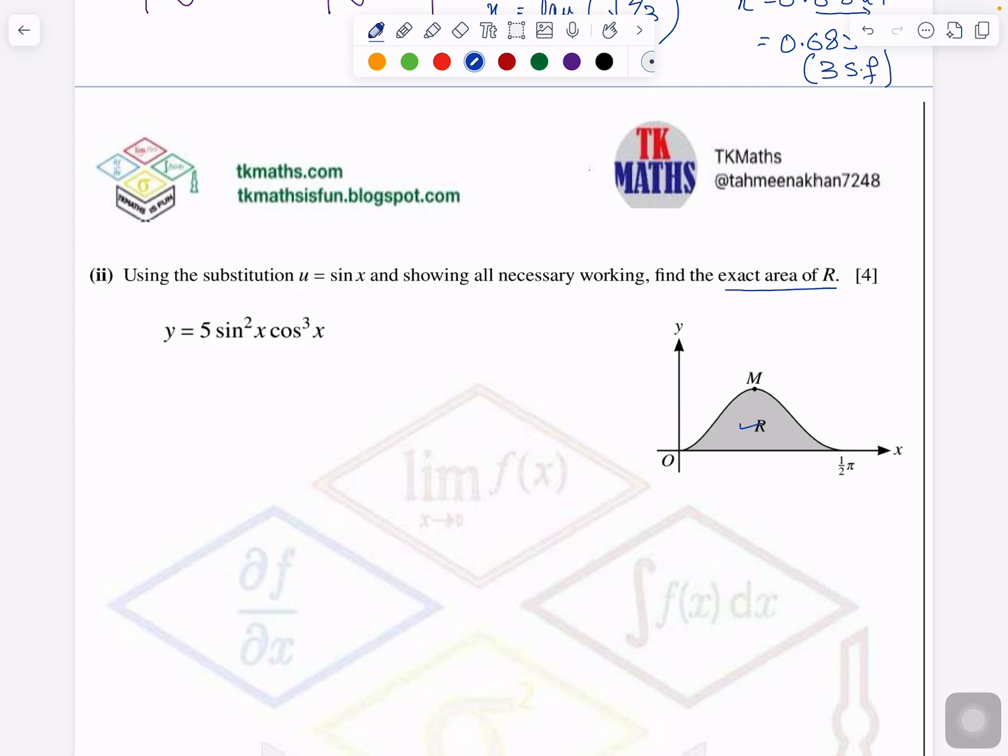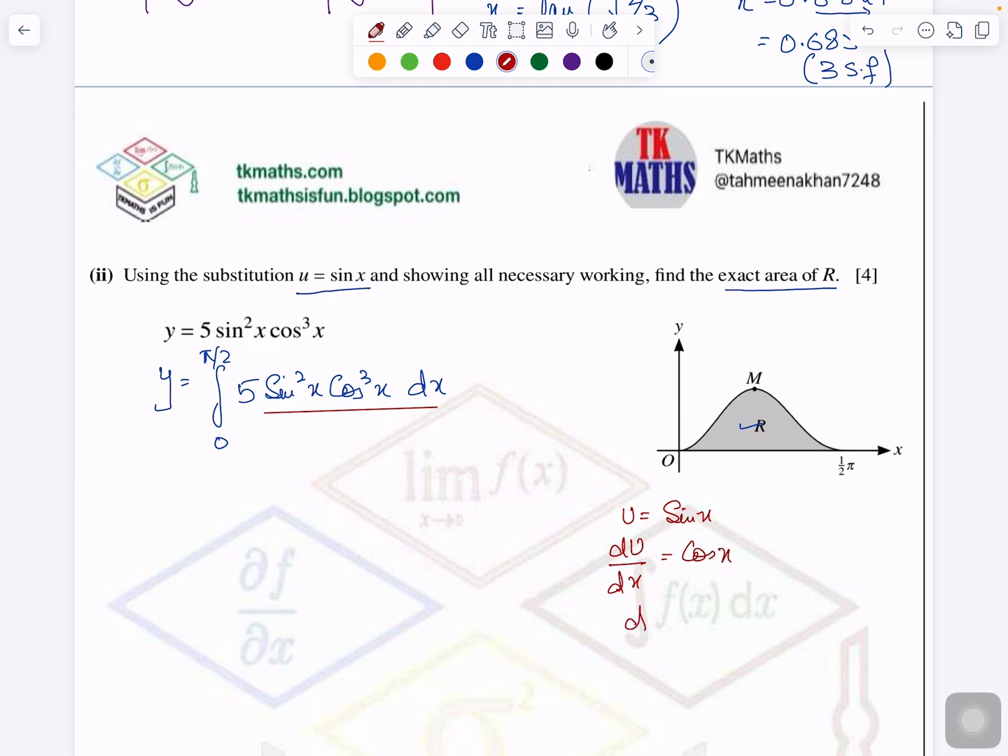of region R, it means we have to integrate this function, agreed, which is 5 sin square x cos cube x. Once we integrate it and apply the limit 0 to pi by 2, we will get the area. But we have to use this substitution. So now the substitution we know is u is equals to sin x, which is given to us. We will differentiate it with respect to x, because now we have to change all the variables present here into u. Absolutely right. So now when I differentiate it, differentiation of sin x is cos x, and using the separating the variable method, it will be cos x times dx.